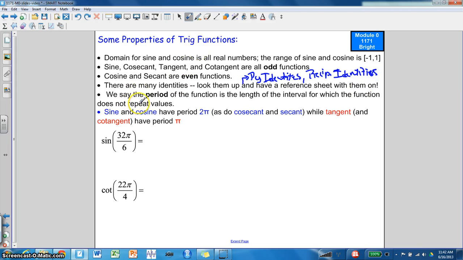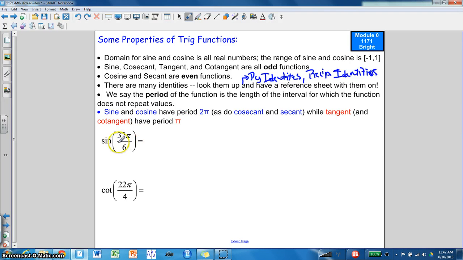And then the last big property that we're going to use with great frequency is the period property. So sine and cosine both have a period of 2 pi, and then their reciprocal functions do as well, while tangent and cotangent only have a period of pi, meaning that outside of the period they actually repeat the values.